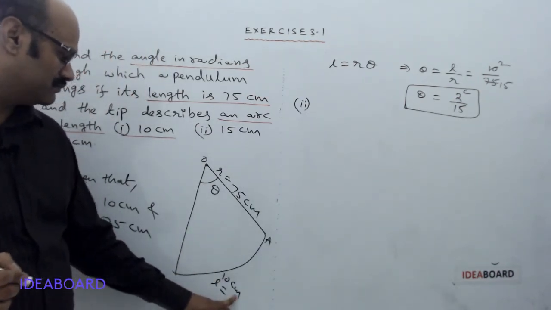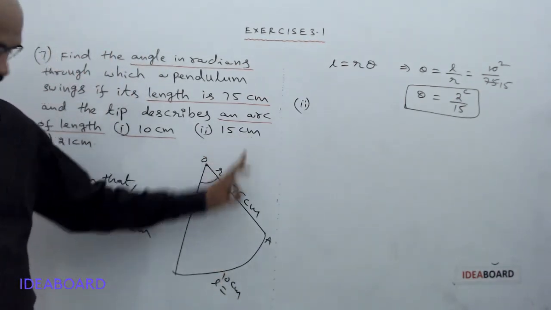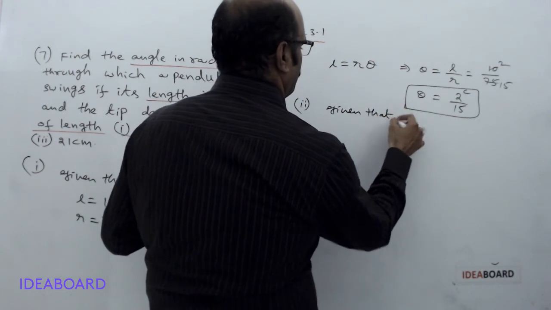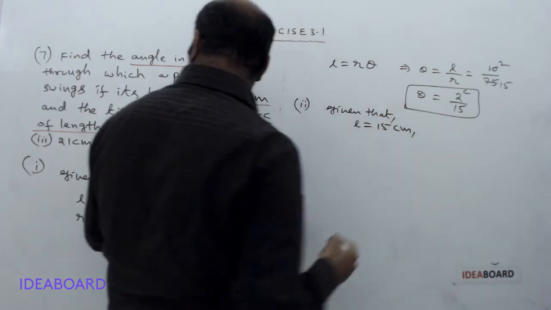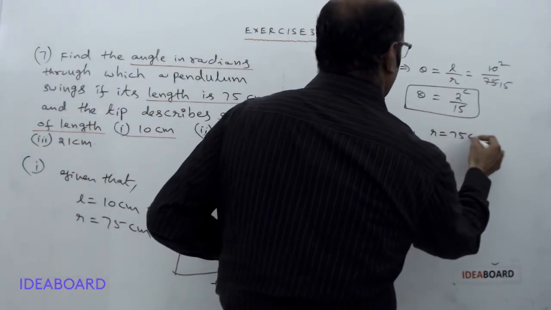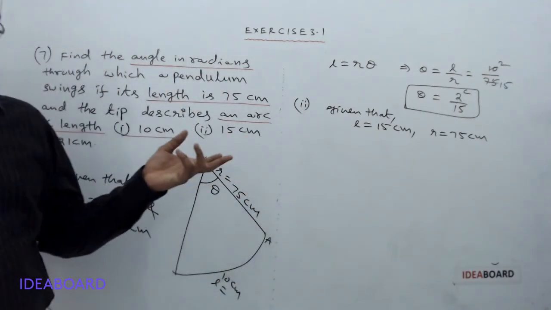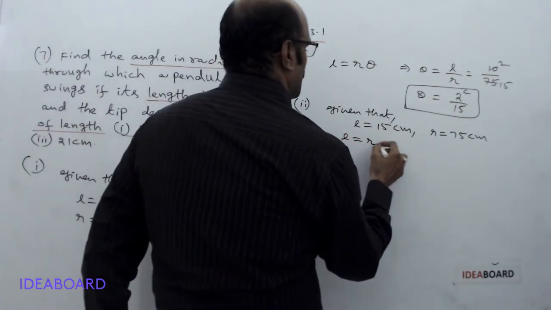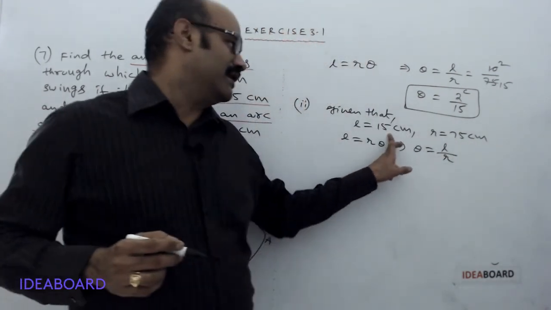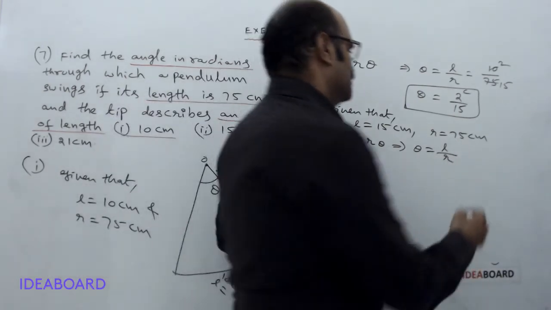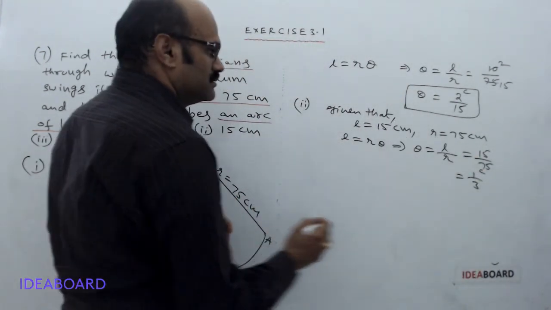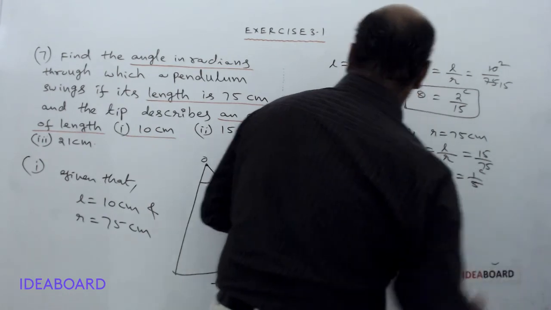in the place of L, we are having 15 centimeters. So given that L equal to 15 centimeter, R equal to 75 centimeter. Therefore L equal to R into theta, so theta equal to L by R. Here L equal to 15, R equal to 75. So 15 by 75 equal to 1 by 5 radians.